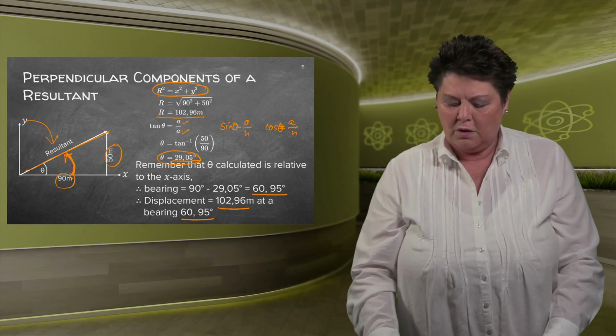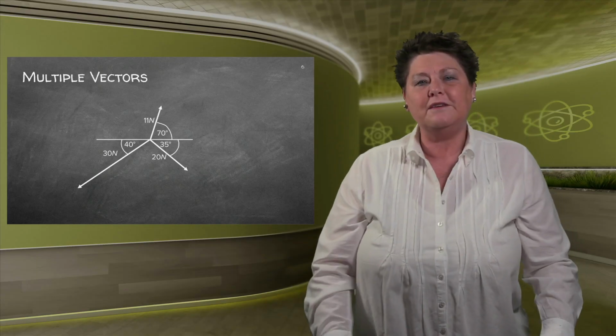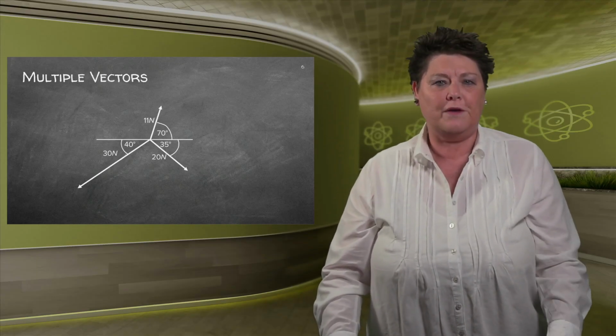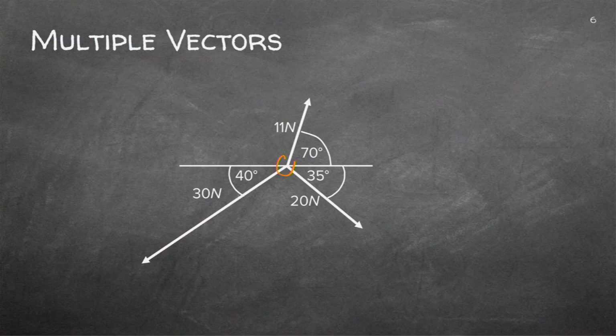Right, let's go to a more complex way of presenting vectors. I'm presenting you with three vectors. It's a simultaneous vector, so you see it moves from that original point outward, all three of them. I've got 11 Newton there, and it's at an angle of 70 degrees. I've got this 20 Newton here at this angle of 35 degrees, and I've got this 30 Newton there with 40 degrees.